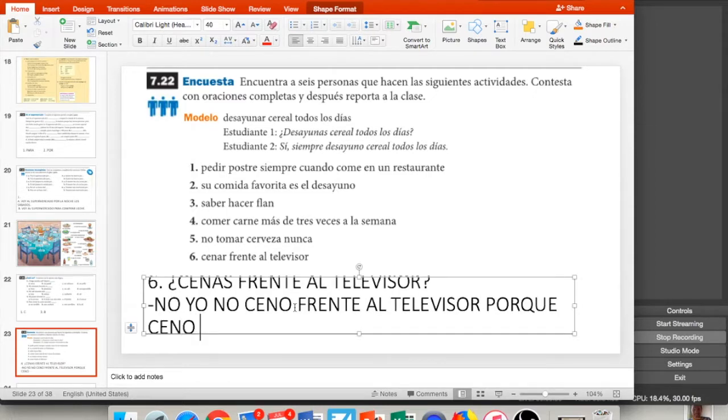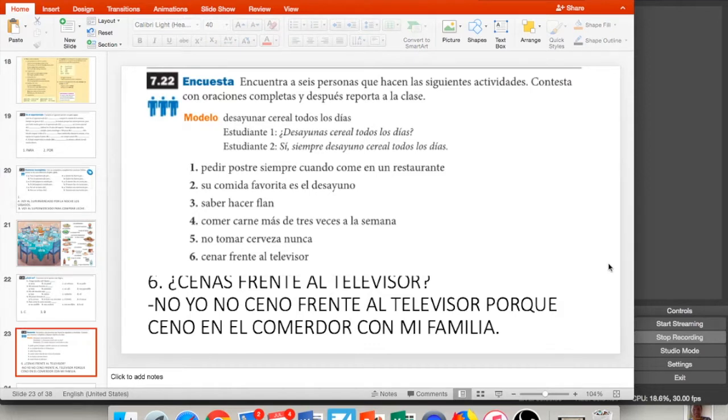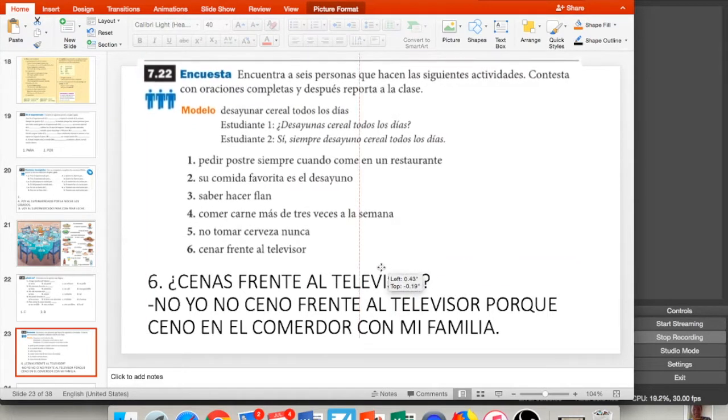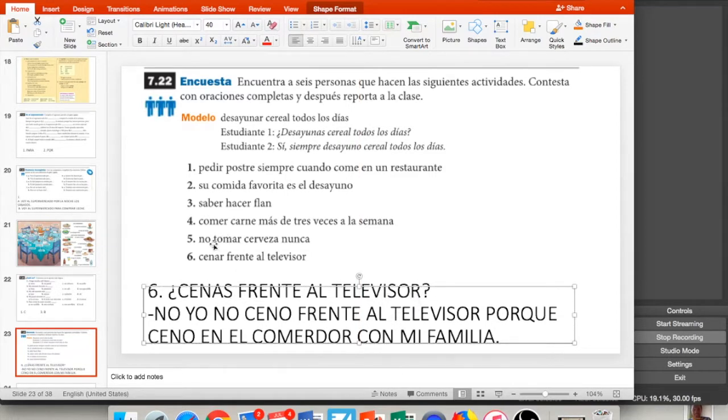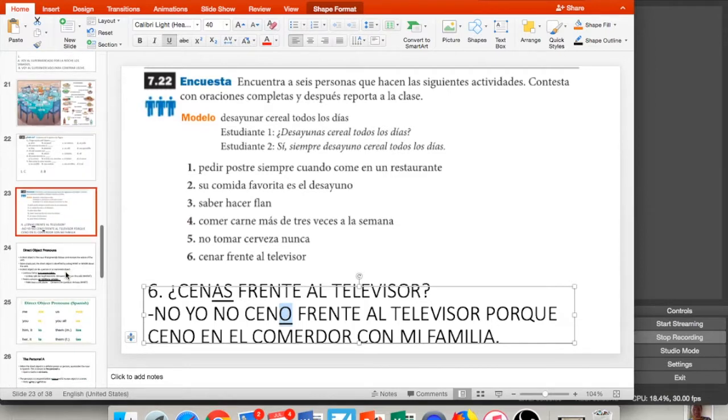Porque ceno en el comedor. I eat in the dining room con mi familia. With my fam. Familia. You can't spell. Okay. So, do you eat in front of the TV? Nope, I do not eat in front of the TV because I eat in the dining room with my fam. So you can go through and answer these as long as you answer them logically. It doesn't matter. This is just practice for you to have an opportunity putting these verbs in the tú form with cenas and in the yo form with ceno. So you get to go through and practice those.